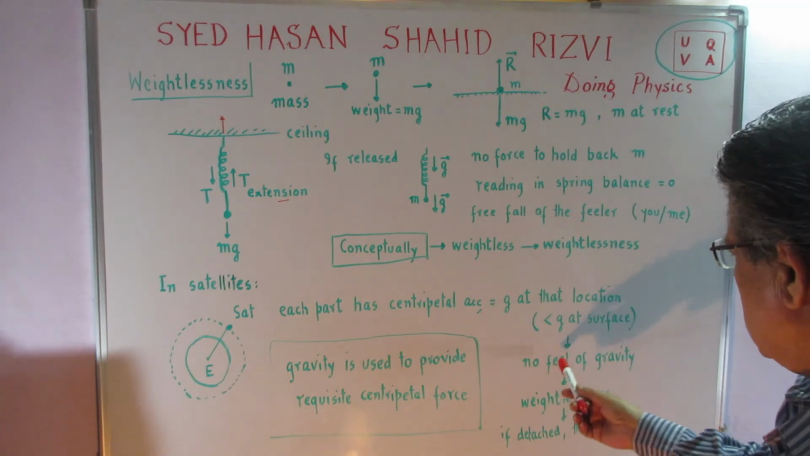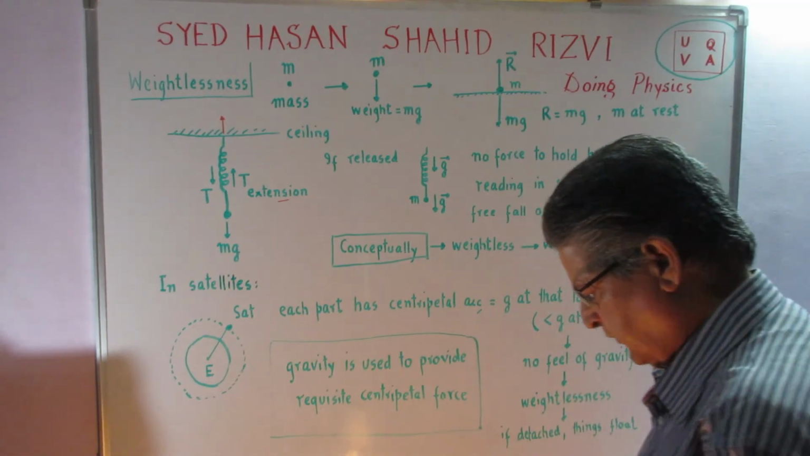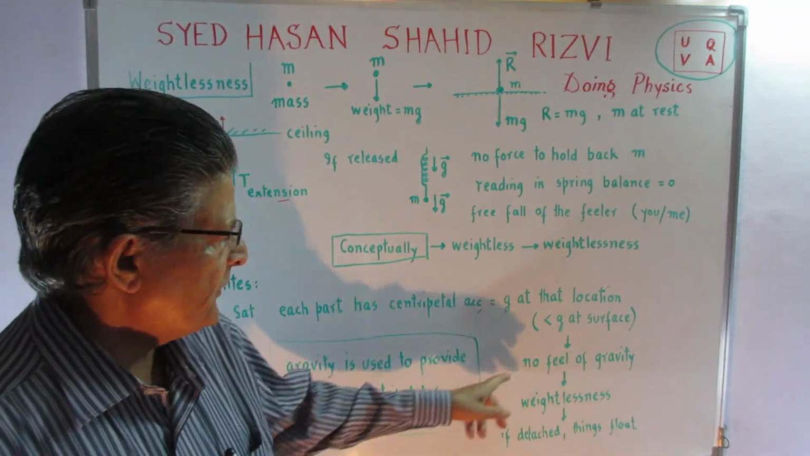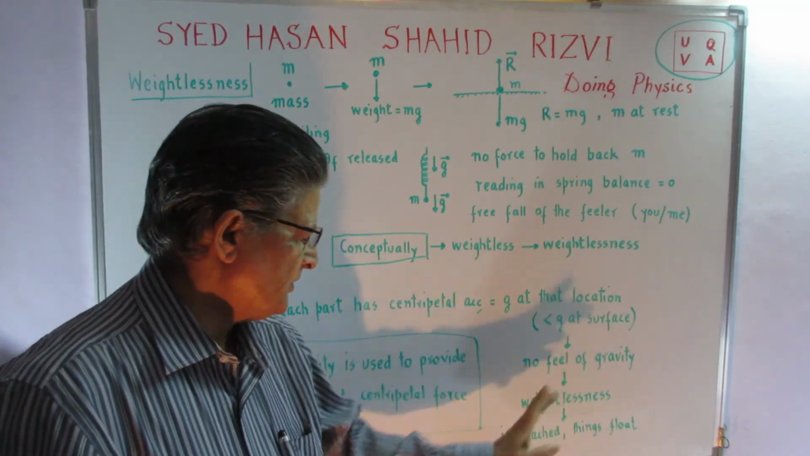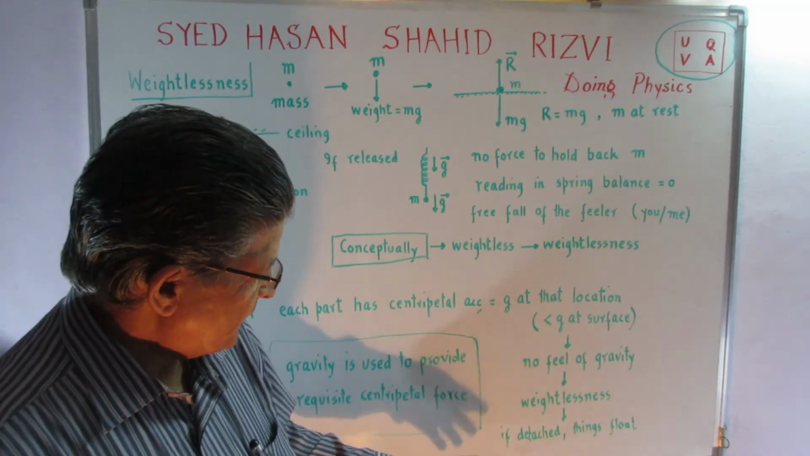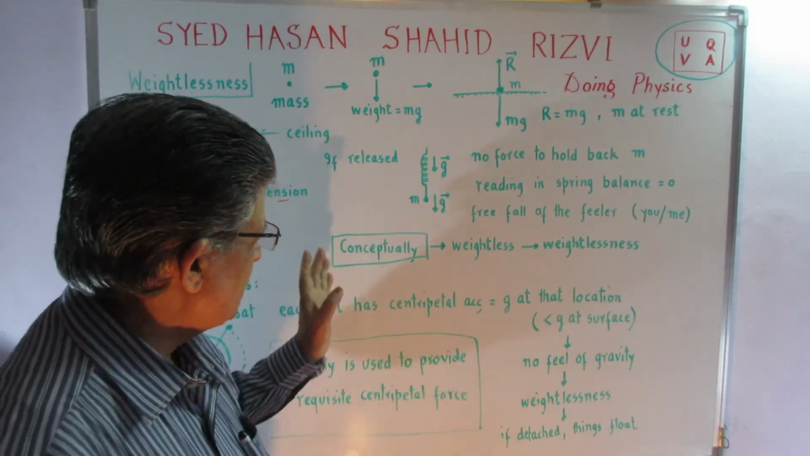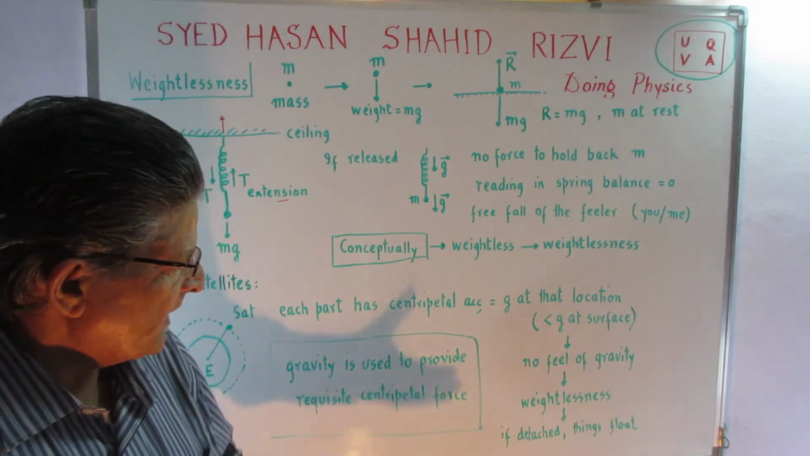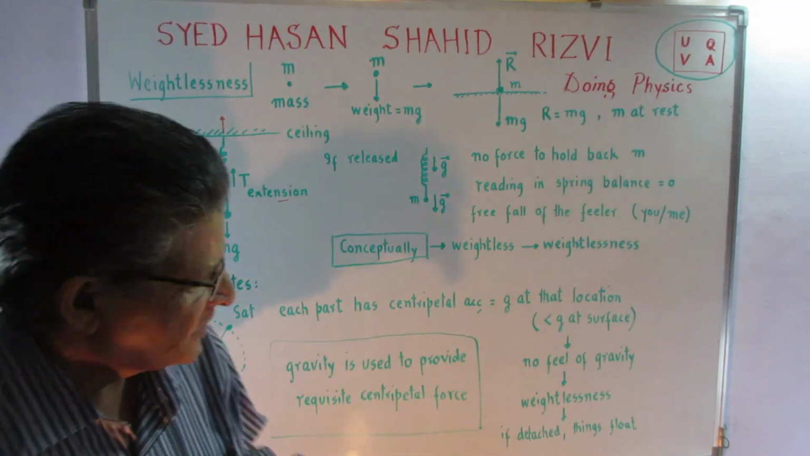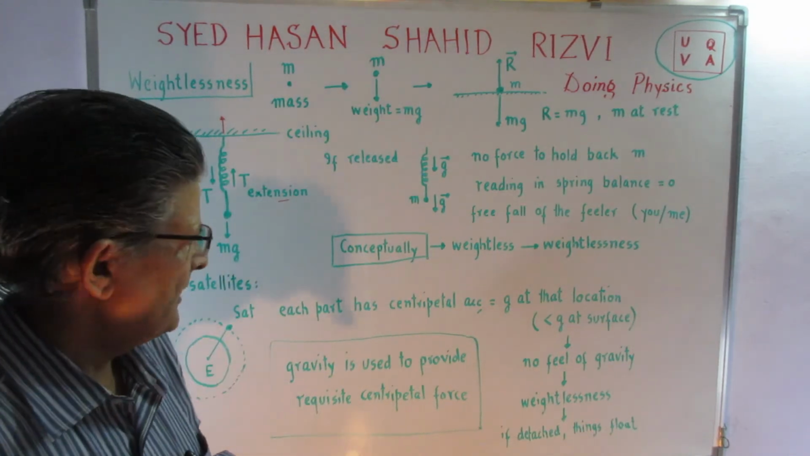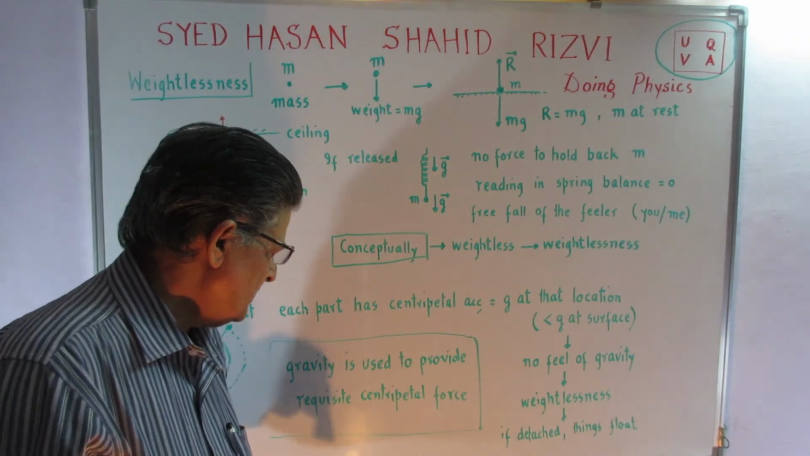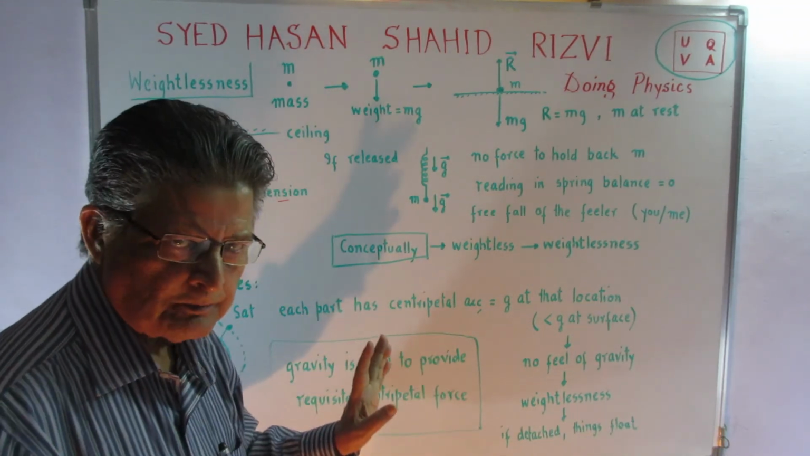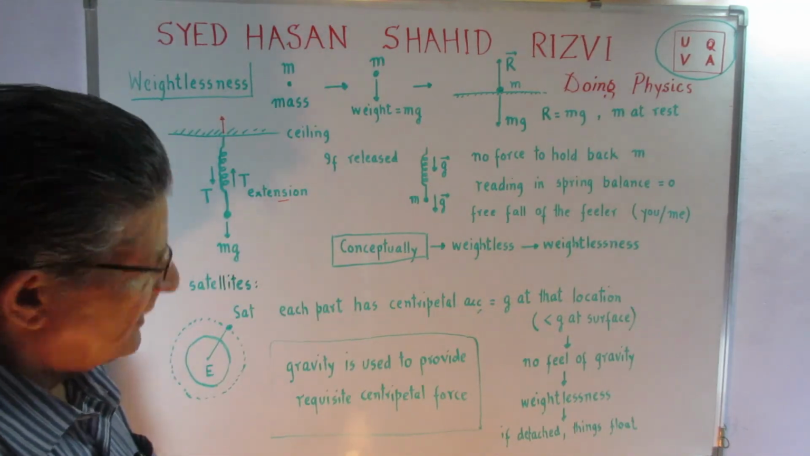So there is no field of gravity. If you are there, if I am there, you will not feel gravity. That means there is weightlessness, and if I or you, whosoever is in the satellite, is detached from the main body of the satellite, then things will start floating. This is exactly what happens. And here I repeat that gravity is used to provide the requisite centripetal force. So this is called the concept of weightlessness.